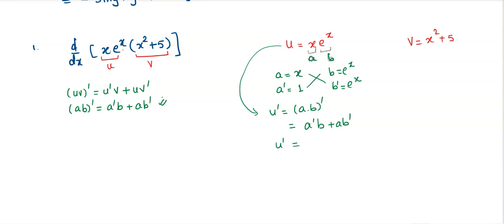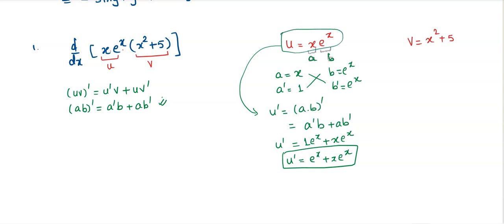So u dash equals a dash, which is 1 times e power x, plus a, which is x, times e power x. So u dash is e power x plus x e power x. Okay, so what is u? u was x e power x, so the derivative is this. Now work with v. v is this. The derivative of v is 2x plus 0. So the derivative of v is 2x. So what you need is v dash. Don't get confused at this part.